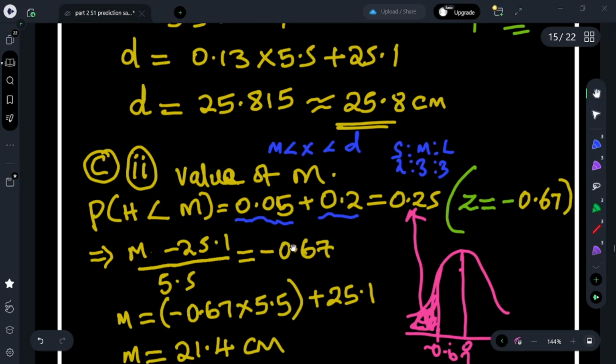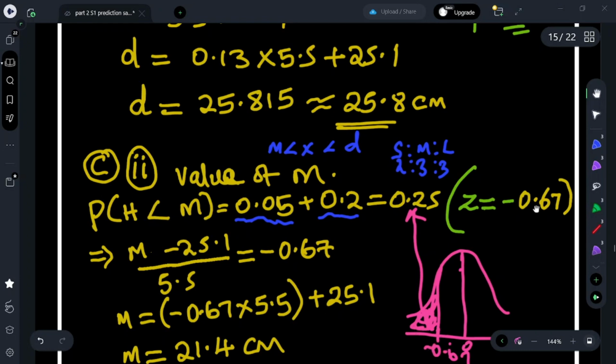We get negative 0.67, since we already found our Z value here, which is negative 0.67, considering that there's a probability for height less than m, which is 0.25. So the Z value is already a negative value. It's a value that is even smaller than 0.5. So in the normal curve, the value is already smaller than 0.5, and the inequality tells us it's on the left side.